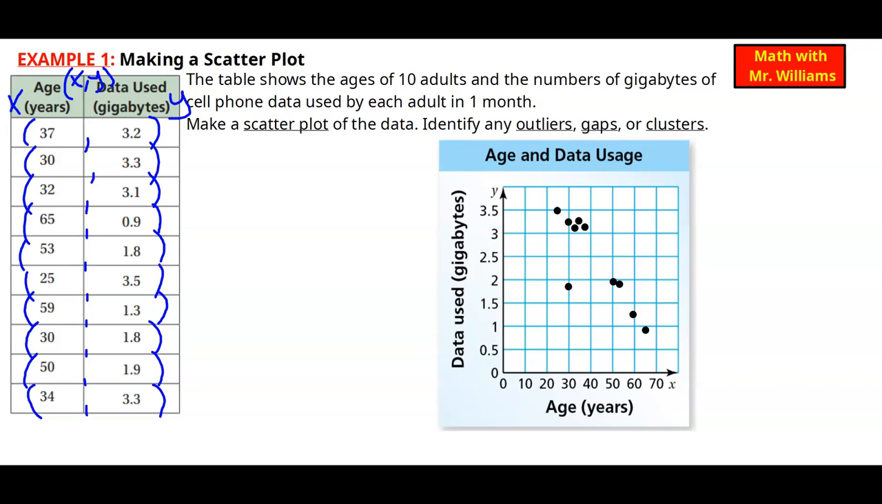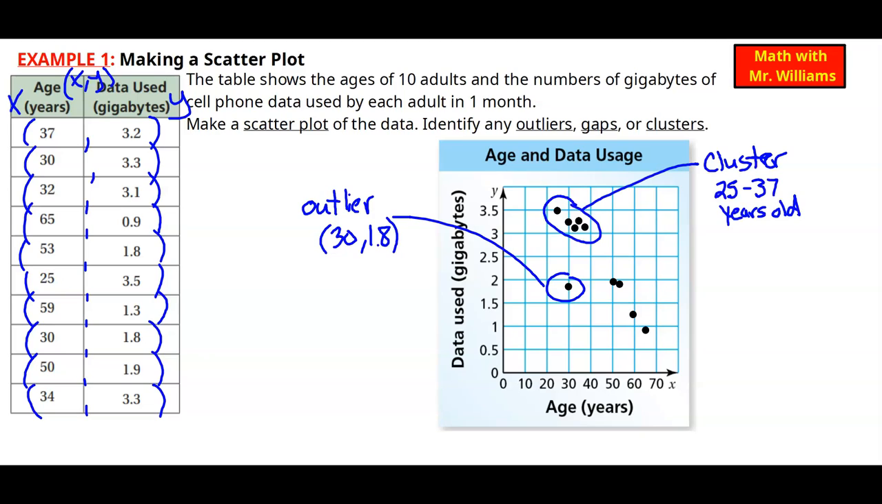Okay, we can see that it has a negative correlation, and we can see if there are any outliers. Of course, we do have an outlier at 30 and 1.8. You can see it's away from all the other dots. Now let's see if there are any clusters. I see we have a cluster up here from about 25 to 37 years old. But it looks like I have a gap right in this area between 37 and 50 years old. So I've made my scatter plot and identified any outliers, gaps, and clusters.